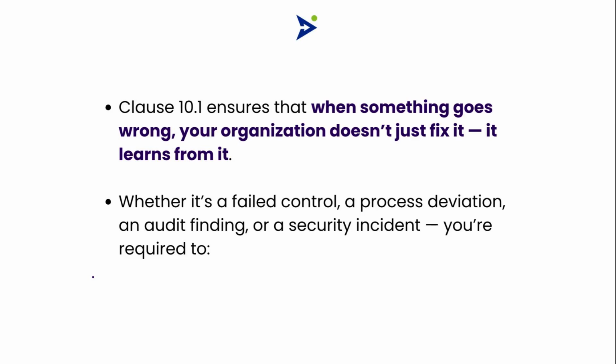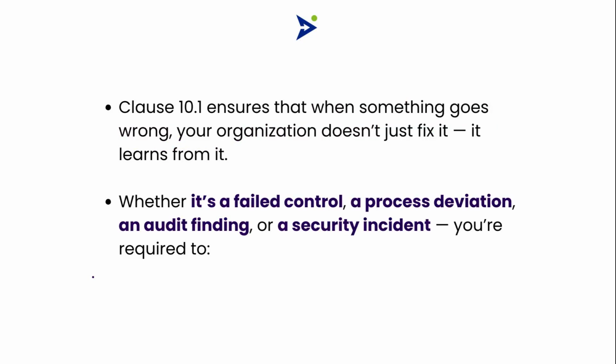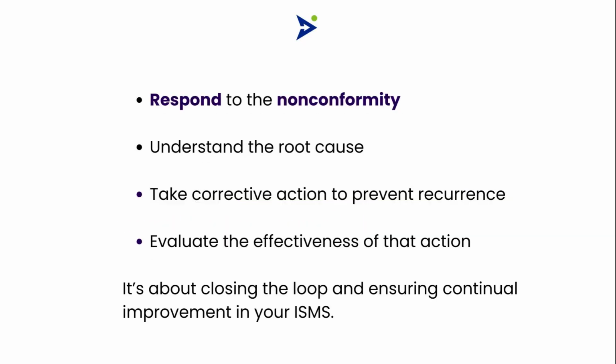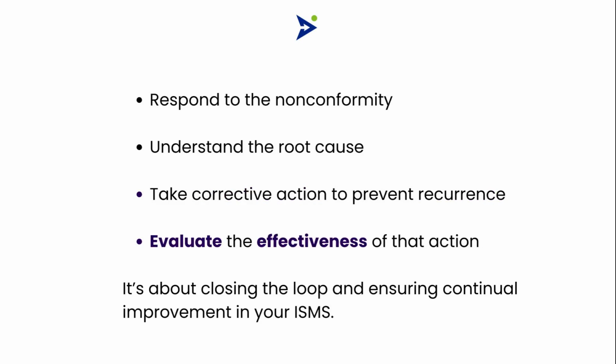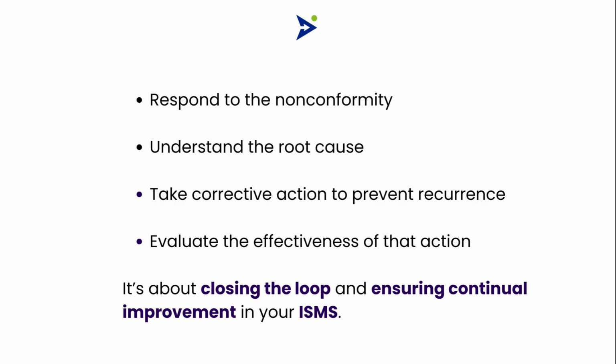Clause 10.1 ensures that when something goes wrong, your organization doesn't just fix it, it learns from it. Whether it's a failed control, a process deviation, an audit finding, or a security incident, you're required to respond to the nonconformity, understand the root cause, take corrective action to prevent recurrence, and evaluate the effectiveness of that action. It's about closing the loop and ensuring continual improvement in your ISMS.